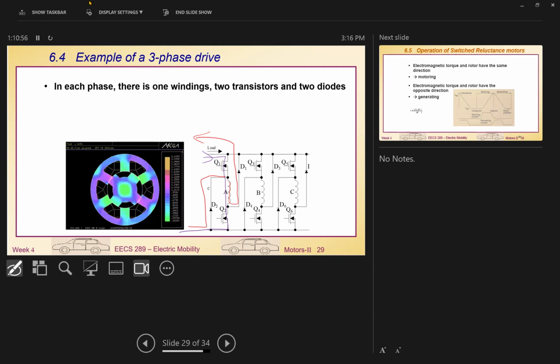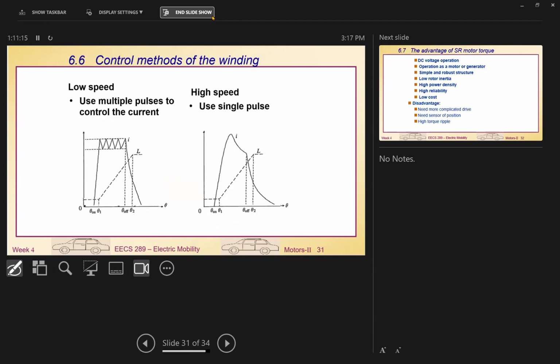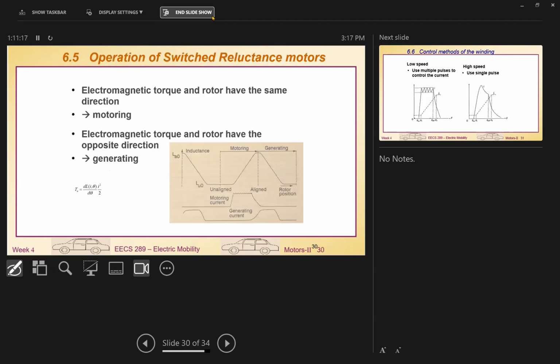So up to this point, do you have any questions? We're close to the end of the lesson now. Next we'll show you how we operate the SR motor, but we may not have time to finish. So if there are any questions up to this point, then we continue next week.